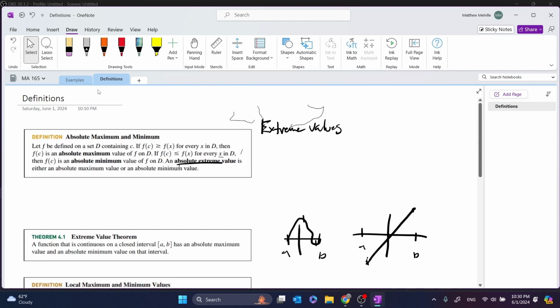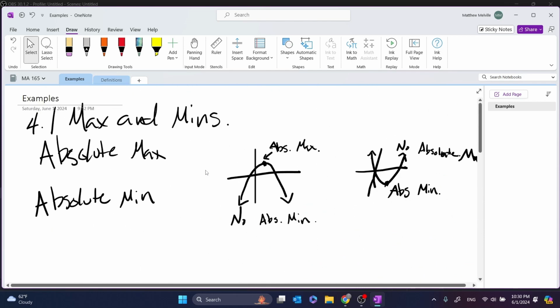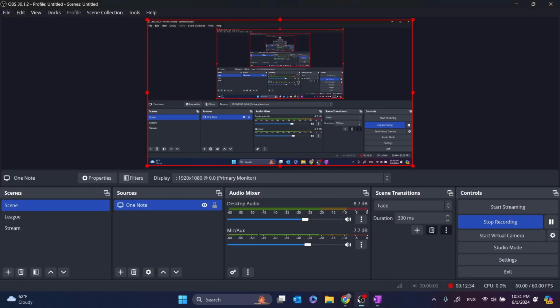So this is 4.1, just maximums and minimums of a graph. In your examples that you do in class, you're going to see how we use these kinds of things. This is just the information that I feel like you're going to need in order to start in class. All right, see you next time.